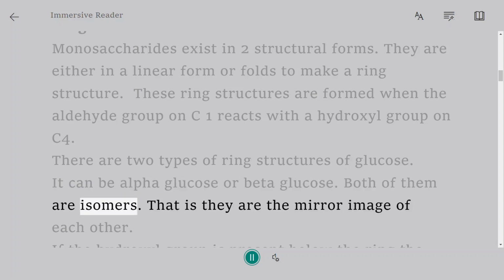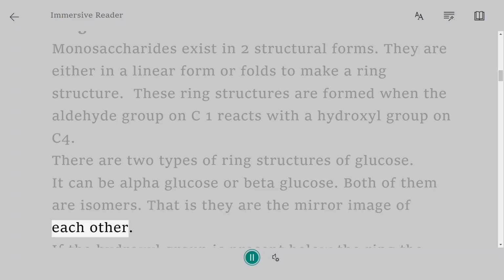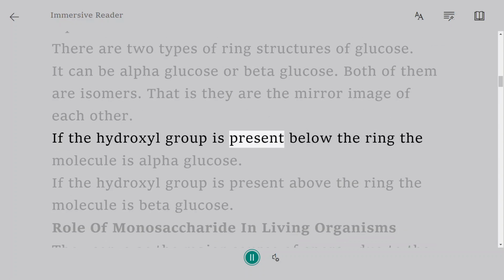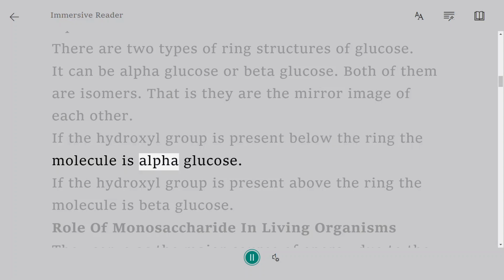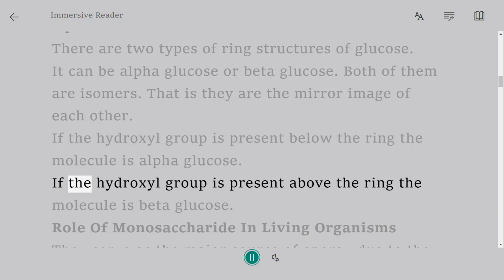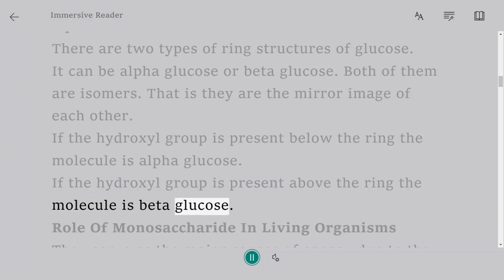Both of them are isomers, that is, they are the mirror image of each other. If the hydroxyl group is present below the ring, the molecule is alpha glucose. If the hydroxyl group is present above the ring, the molecule is beta glucose.